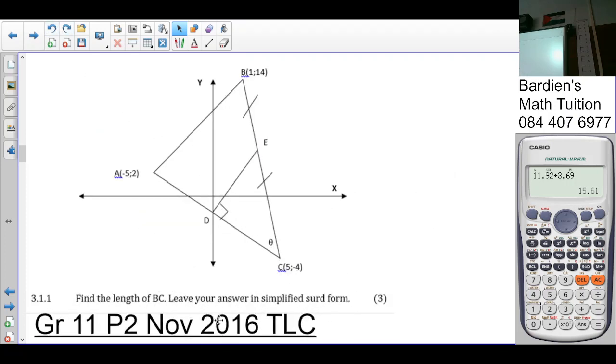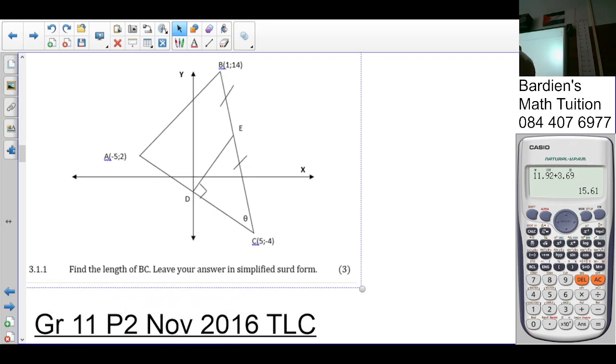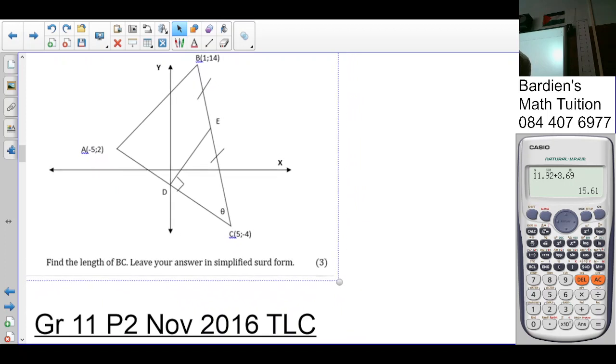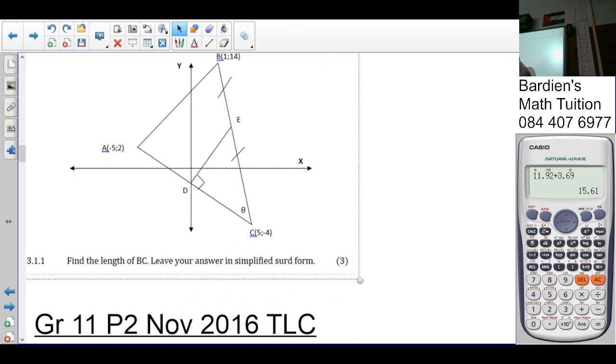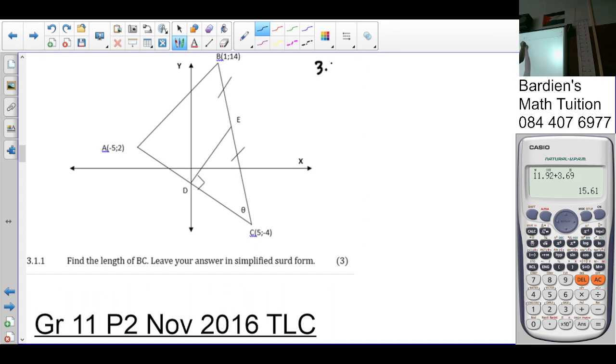First question. Find the length of BC. Leave your answer in surd form. 3.1.1. So work out BC.